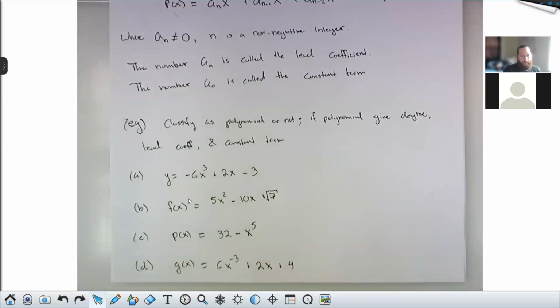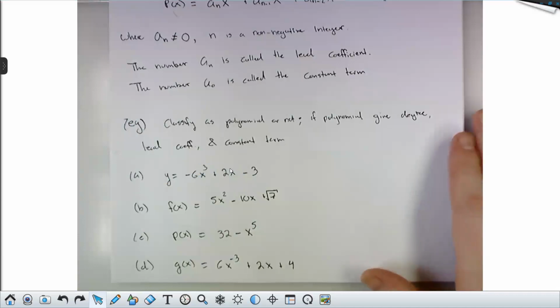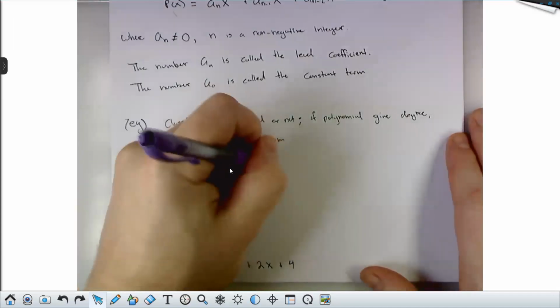Okay, let's come to this one in part A. -6x cubed plus 2x minus 3. Is this or is this not a polynomial? It is. Yeah, this is a polynomial because when we look at the powers of x that show up, they only show up upstairs and they're always raised to a positive power. So those are the criteria we're looking for. This is a polynomial.